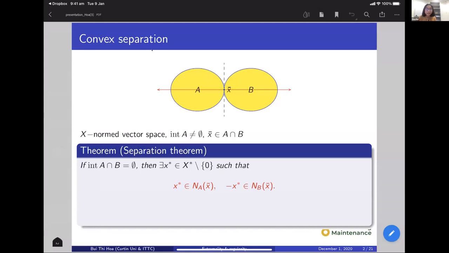So there we will have a hyperplane separating the two sets in the geometric sense, where one of the sets belongs to one half space and the other set belongs to the other half space. There is also a separation in another sense, which is a dual sense. There exists a dual vector in the dual space, which is non-trivial, different from 0, that belongs to the normal cone of one set at the point x bar, and also to the opposite normal cone of the other set at x bar as well.